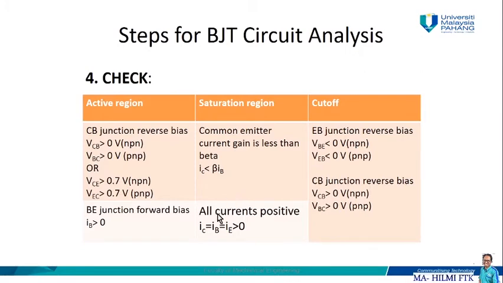And then all currents must be positive. IC, IB, IE larger than 0, must be positive in the saturation region. In the cut-off region, VBE must be less than 0 for NPN, and VCB must be larger than 0 for NPN.